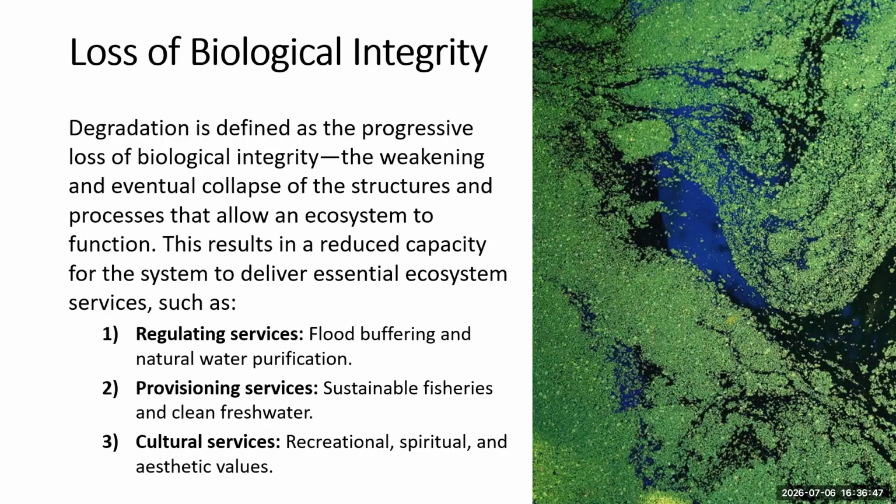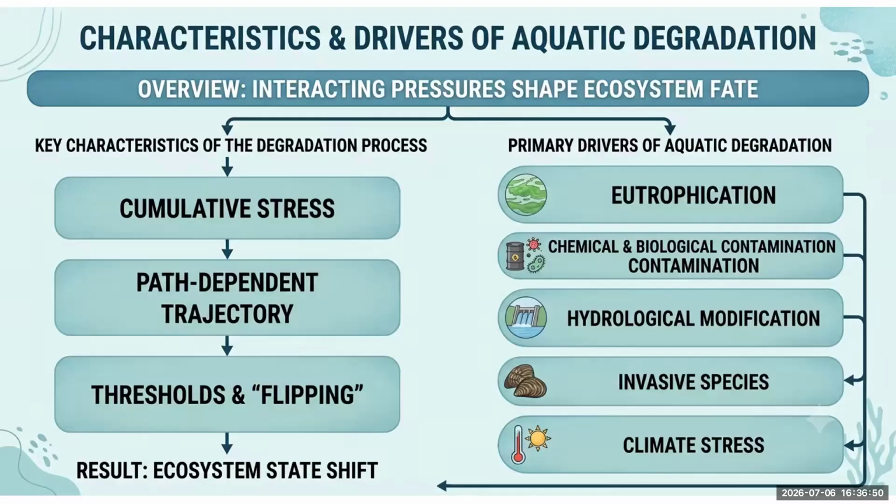One important thing to understand is that ecosystem degradation is usually a gradual process. There are various key characteristics and primary drivers that shape ecosystem fate through interacting pressures, such as cumulative stress, path dependent trajectories, and thresholds. To describe them, cumulative means that each new stress, whether it's pollution, habitat destruction, or water diversion, adds to the damage that's already there.